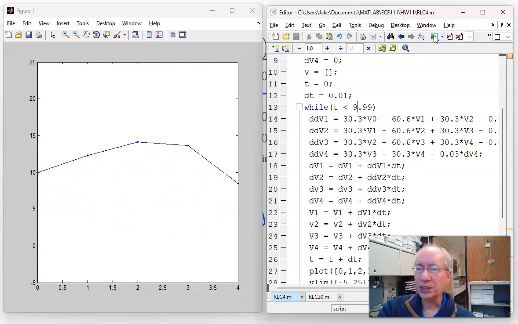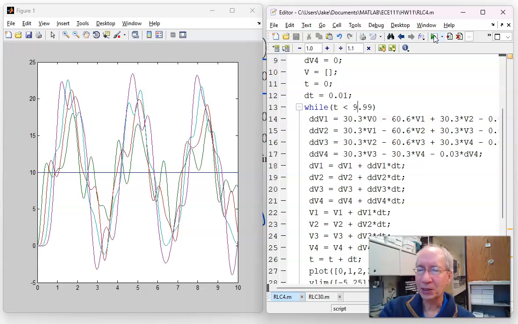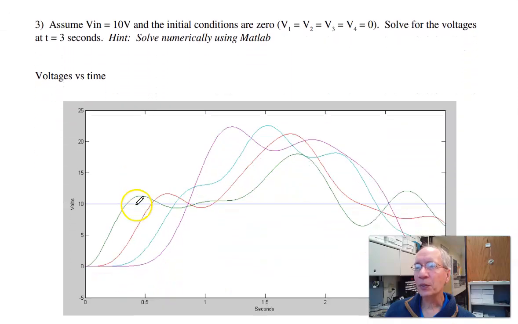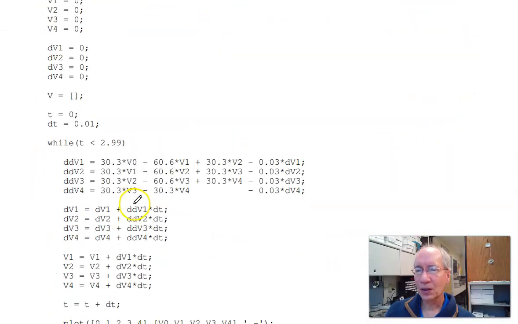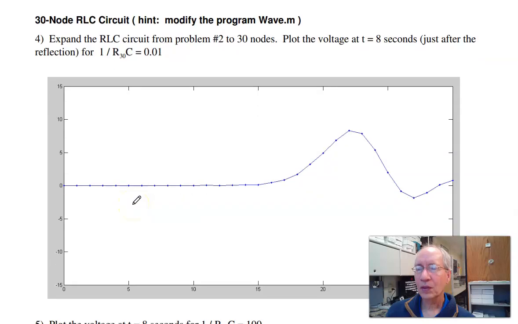With second order systems, you bounce around. Unlike the heat equation, where you just warm up to a temperature and stop, this guy just keeps on bouncing. If you plot the voltage versus time, it's pretty erratic, but that's how it behaves. To see why it's called the wave equation, let's expand this out to 30 nodes.